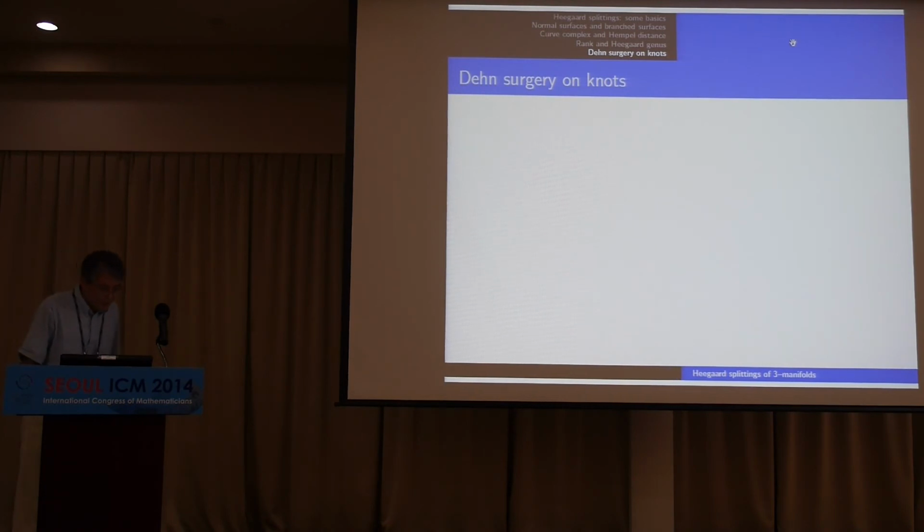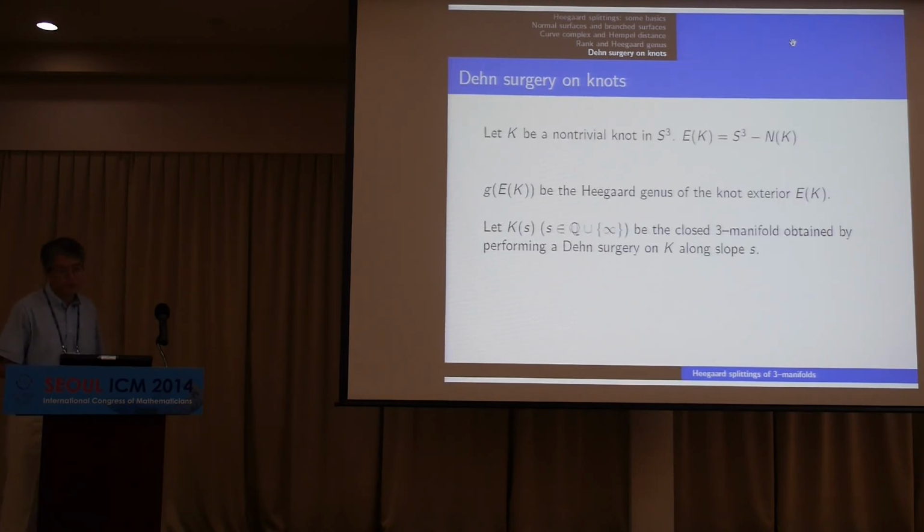Okay, so I'm almost running out of time. Let me say a few words about Dehn surgery on knots. If you consider knots in S3 and the exterior of the knot, you can think about the Heegaard genus of the exterior of the knot, and you can talk about the relation between those Heegaard surfaces and the manifold after the surgery.